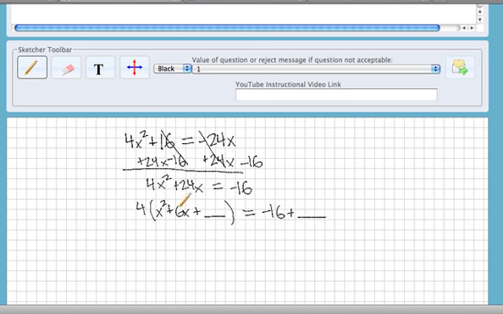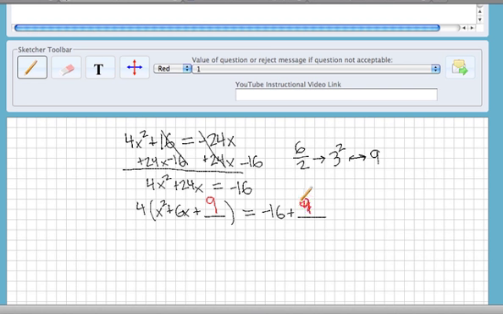In order to complete the square, we look at the coefficient in front of the x term. It's 6. So what you do is you take the 6, you divide by 2, and then you get 3. And then you square that number, and that gives you 9. So now we're going to add that 9 to both sides here. So I'm going to add the 9 here.